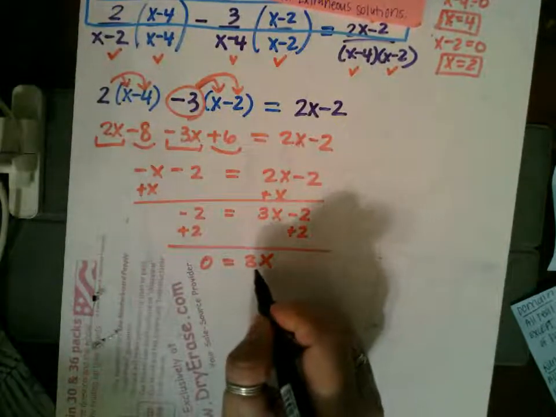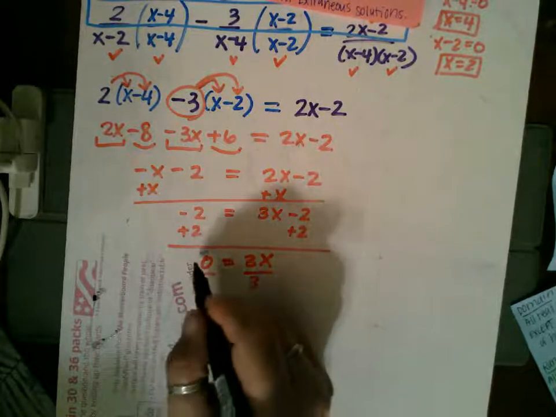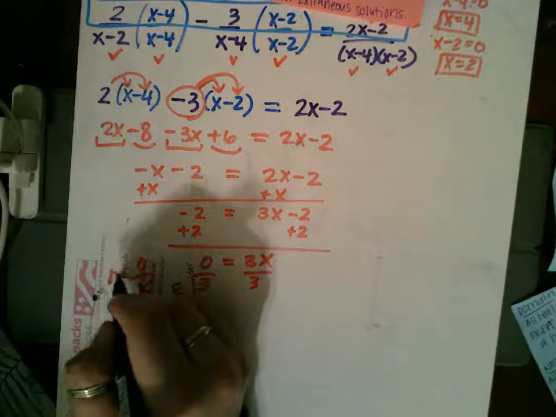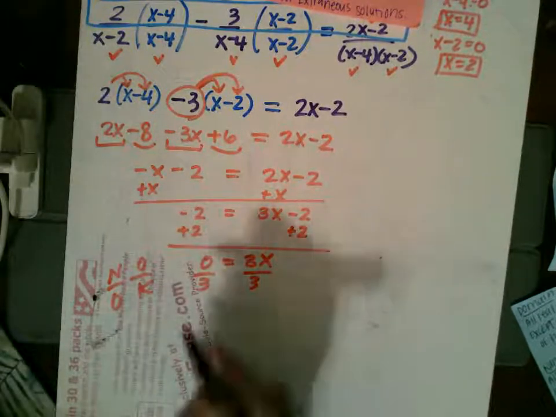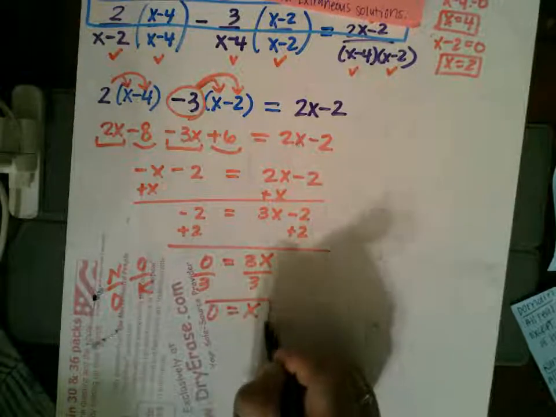Want to get x alone. I wanted to solve for x, remember? So divide by 3. It's okay to have 0 in the top. It is not okay to divide by 0. So here I get 0 is equal to x.